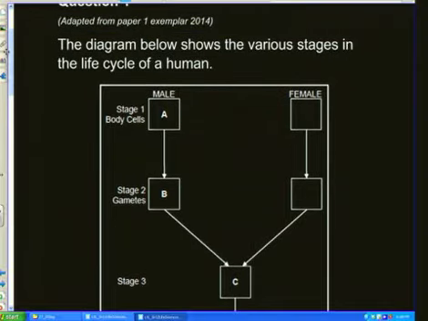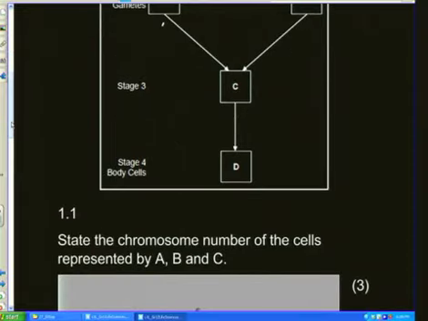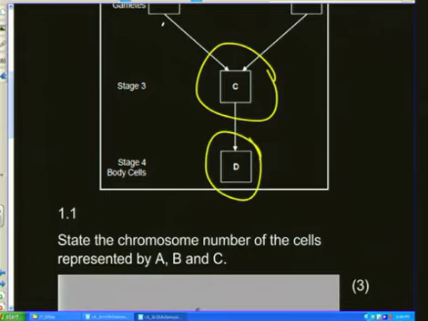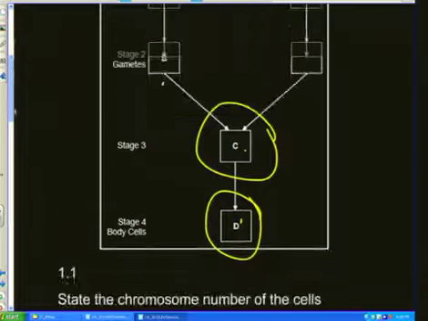The first question, guys, says the diagram below shows the various stages in a life cycle of a human. So they're telling you here's a male, here's a female. Stage 1, body cells. Stage 2, gametes. So it'll be the same for both sides. Stage 3, something is happening there to those gametes. And stage 4, it becomes body cells again. State the chromosome number of the cells represented by A, B, and C.